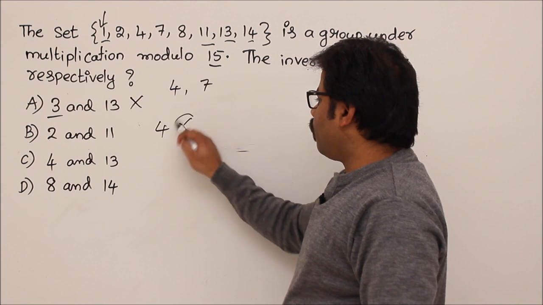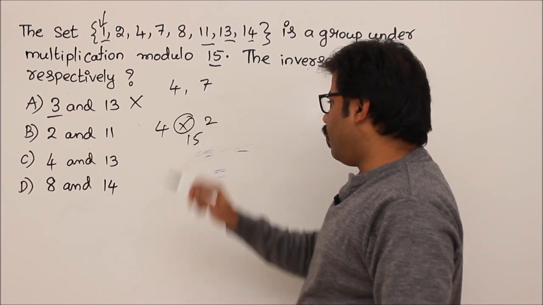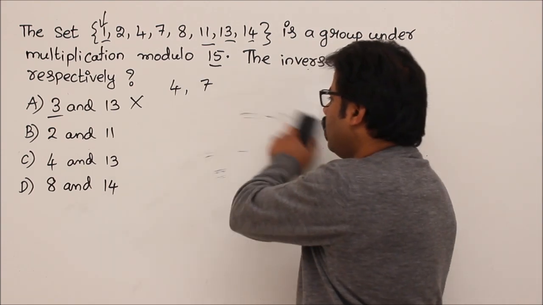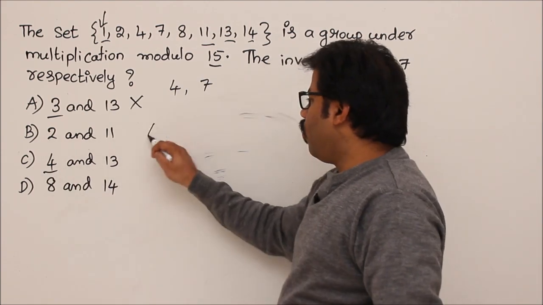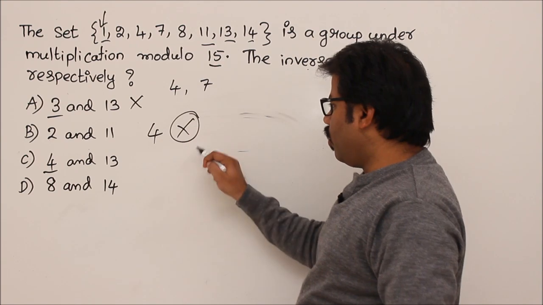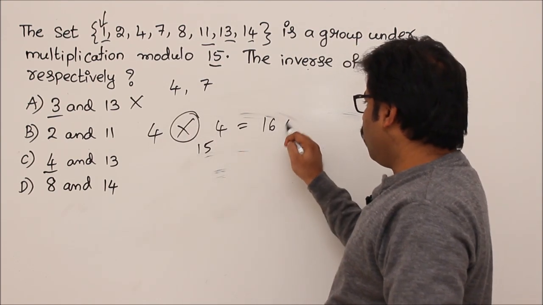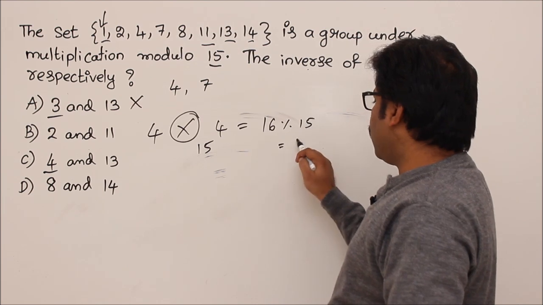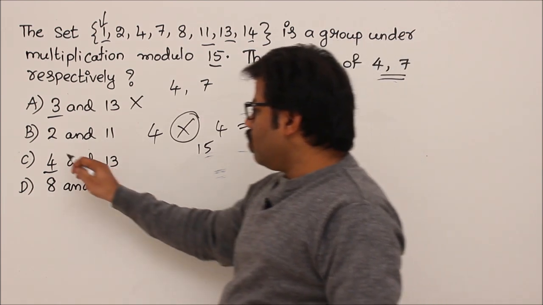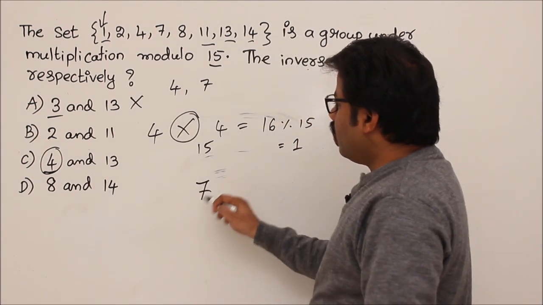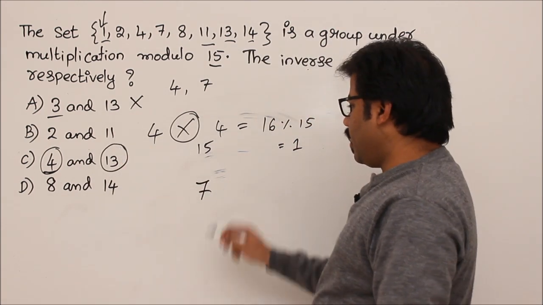Now we'll go to the second option. 4 into 2, multiplication modulo 15. 4 times 2 is 8, so that is not 1. Now 4 multiplication modulo 15 of 4 equals 4 times 4 is 16, mod 15, which is nothing but 1. Yes. So the inverse of 4 is 4. That means it is self inverse.